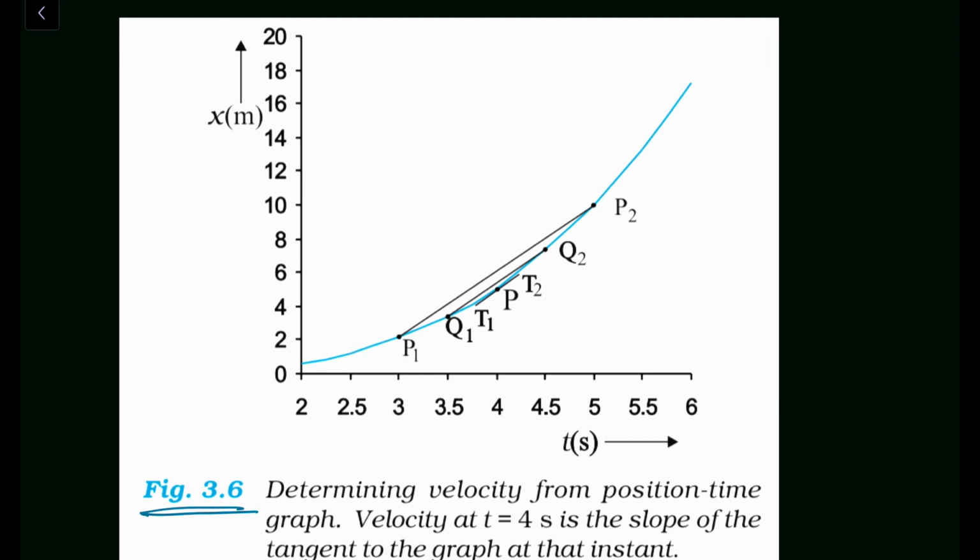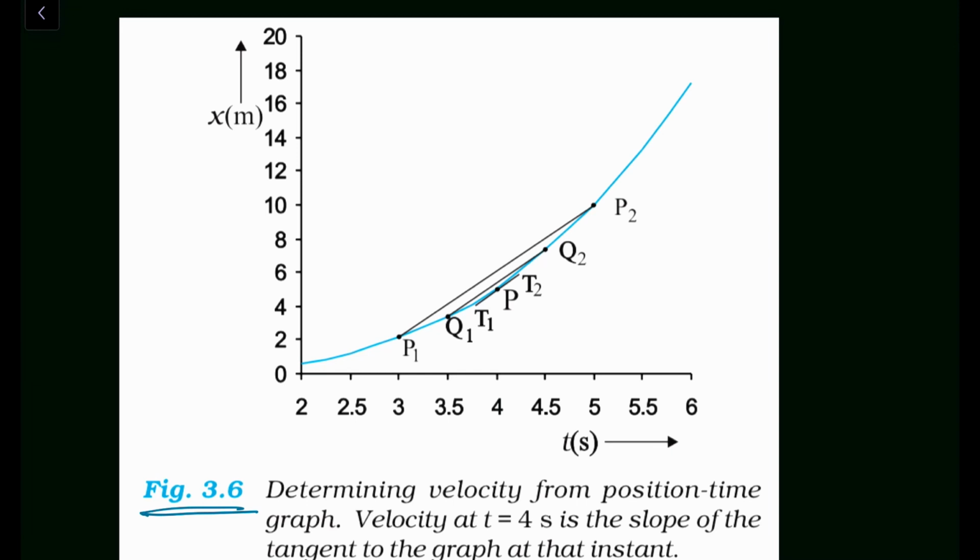Suppose we need to find the instantaneous velocity at time t equal to 4 seconds. Let me show it with another color. At 4 seconds, this point corresponds to position P. At this position P we have to find the instantaneous velocity. So we have to draw a tangent and find the slope of this tangent. Only then can we find the instantaneous velocity. In this case we can consider various time intervals. According to the definition of instantaneous velocity, we have to consider an infinitesimally small time interval.